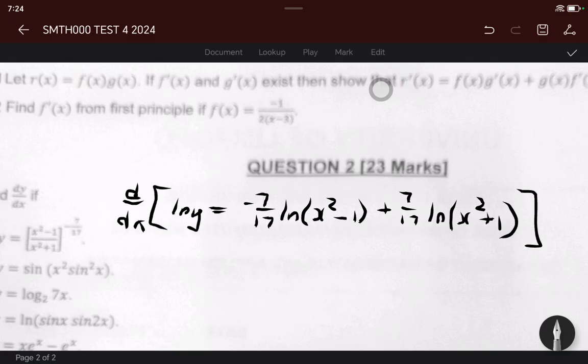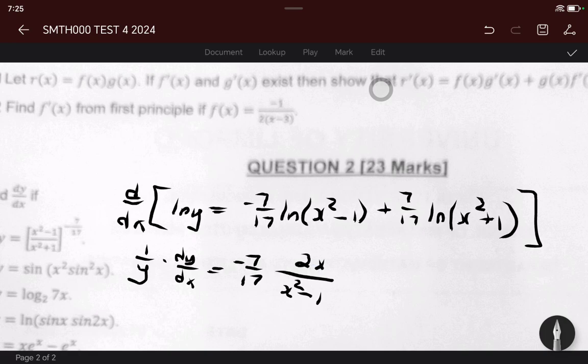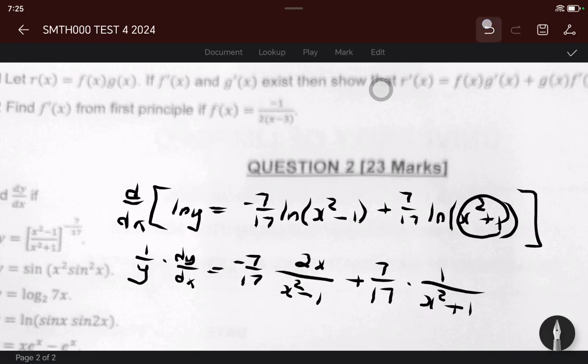If I introduce the derivative both sides, this will just be 1 over y times dy over dx, which will be equal to, when I derive this, negative 7 over 17 is a constant, so I'm just going to keep it. Then when I derive ln of x squared minus 1, this will just be 1 over x squared minus 1 times the derivative of the inside, which will be 2x, right? Then this will just be plus 7 over 17 times 1 over x squared plus 1. And the derivative of this inside is 2x also.